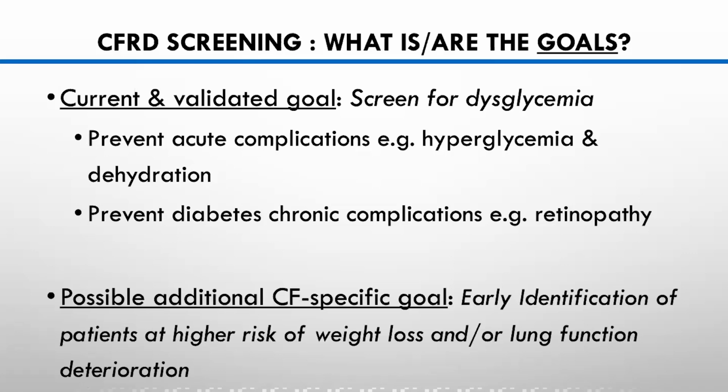However, because of the very close relationship, and once again, association, no proven causal relationship, though it's probable, because of the association with lower BMI, lower FEV1, and earlier mortality, you could imagine that screening for cystic fibrosis-related diabetes could be extremely interesting to identify the patients that could be at higher risk of losing weight or lung function, because those two curves are quite parallel: the curve of rising glucose and the curves of the BMI, the weight, and the lung function going down.